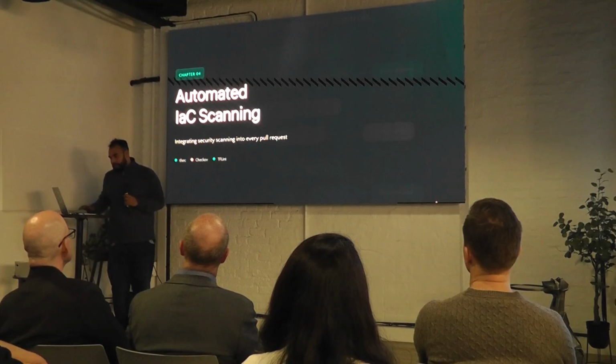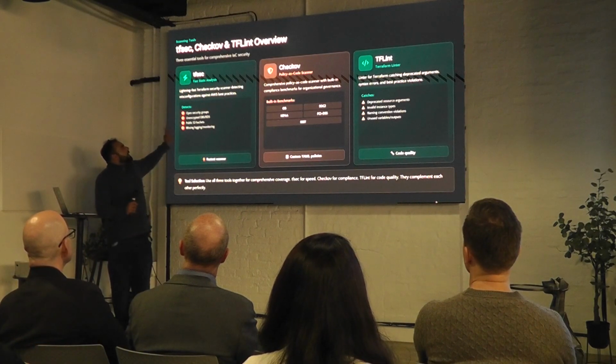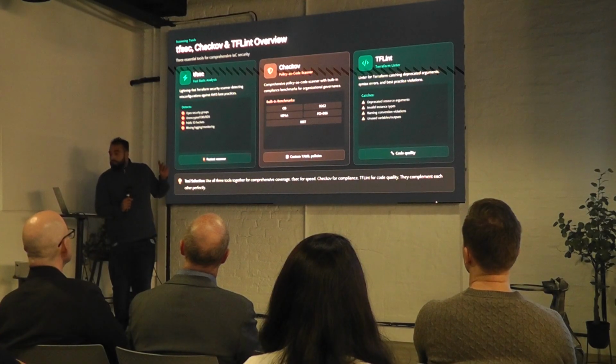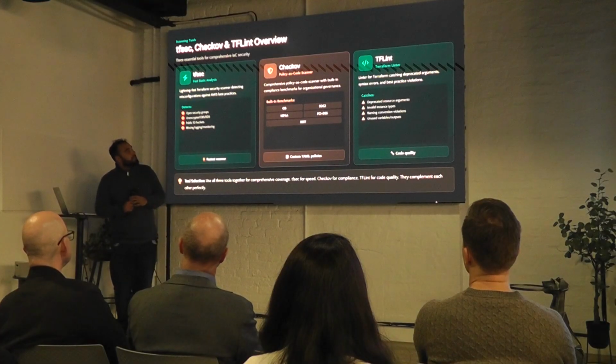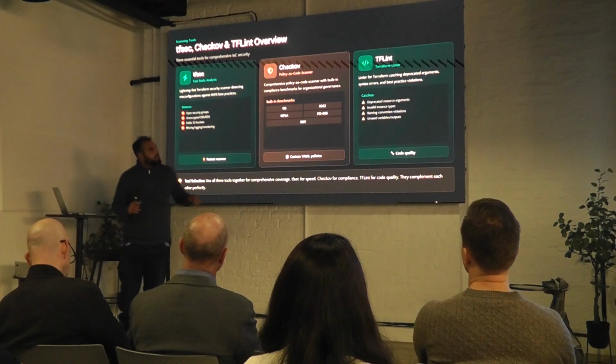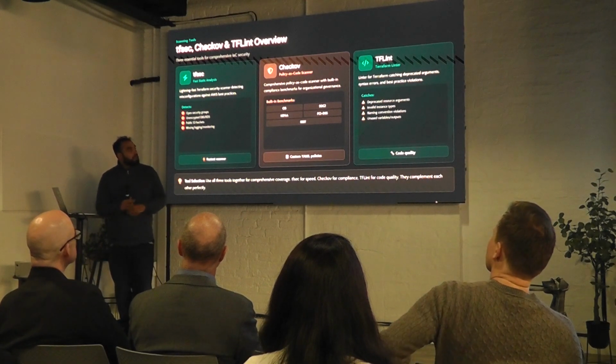Automating IaC scanning. I am aware of what happened with the people who had a breach recently, but it was lightning fast. Terraform scanners, comprehensive policy-as-code scanners, built-in compliance benchmarking for organizational governance, and TFLint for Terraform linting.